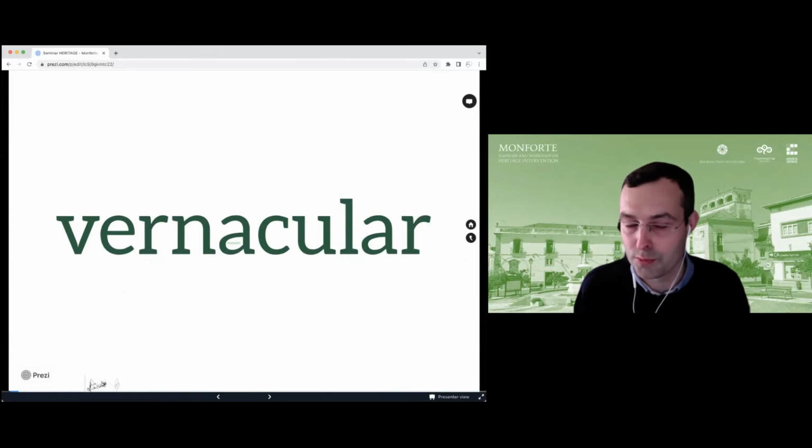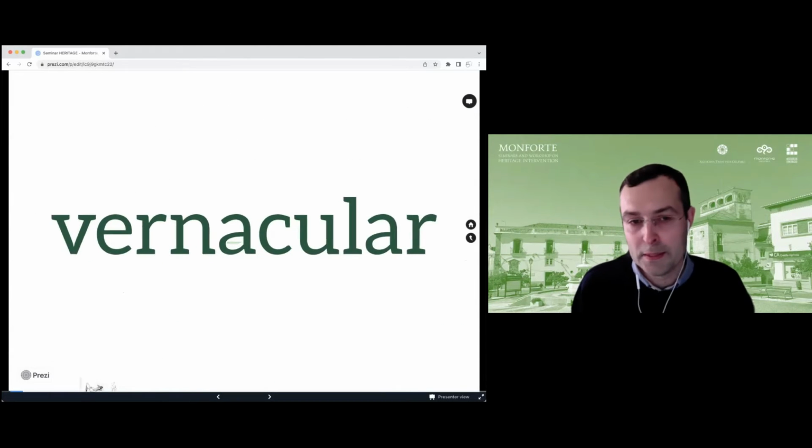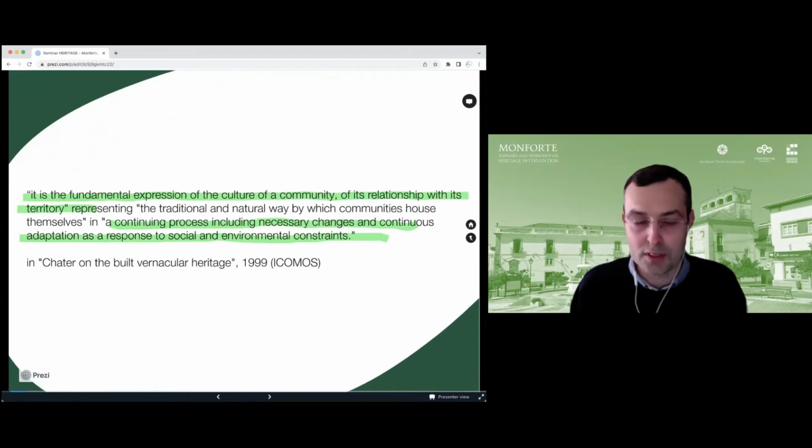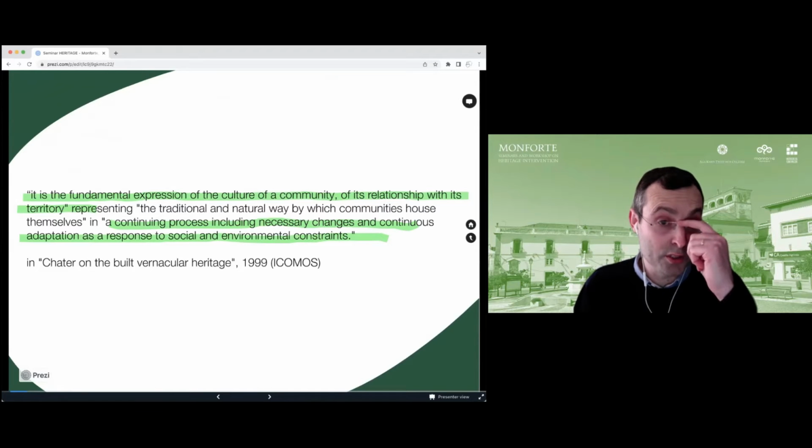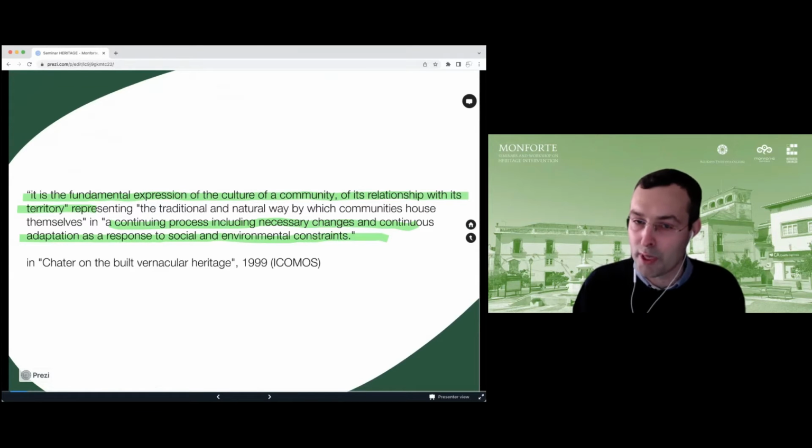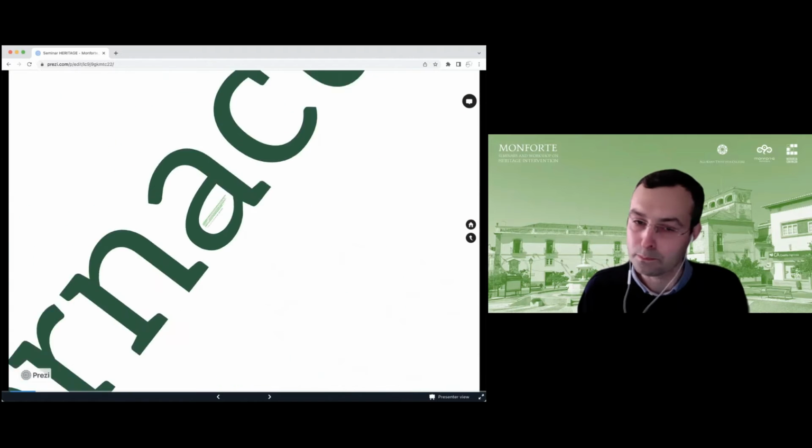So what do we understand by vernacular? Usually we use the definition that is already in the Charter of the Built Vernacular Heritage. So it is a fundamental expression of a culture of a community in its relation with its territory, in a traditional and natural way of the communities to build or to construct, and a continued process of evolving and adaptation to the social and environmental constraints. And this will be visible in the topics that we are going to show now.